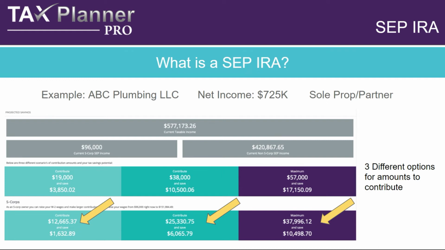So what we're trying to say is, if you wanted to contribute more to your SEP and you're an S corporation, you would need to increase your wages, if they're not above the maximum threshold already, to get the 57 or 58,000. 57 is what the 2020 contribution limit was, and then 58,000 is what the 2021 contribution limit is.